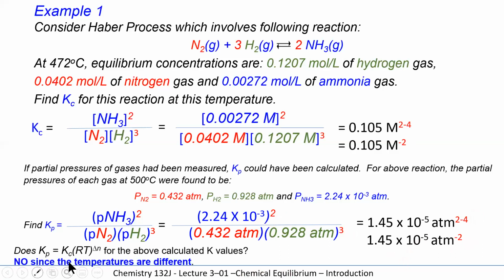Now, would Kp equal Kc times RT to the power of change in n? Because n changed here. We had 4 moles and 2 moles, so it changed by 2. Well, the answer is no. They would not be equal because the temperature has changed. Since the temperatures are different, Kp and Kc would not equal one another. That is only good when the temperature stays the same.